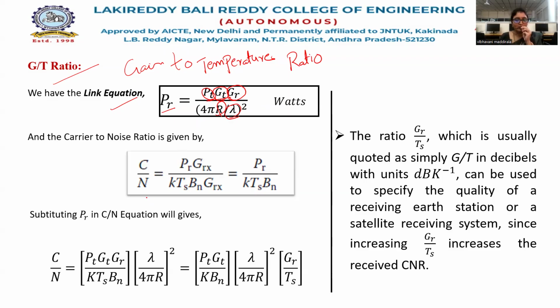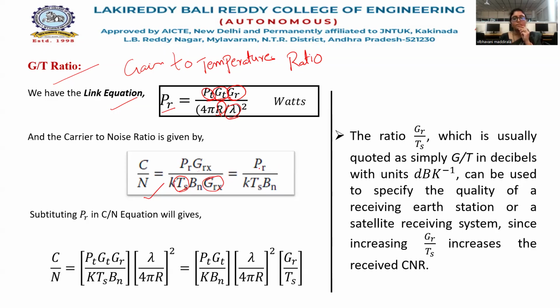And we have another equation, the carrier to noise ratio, C by N is equal to PR GR by K into TS into BN into GR. This is nothing but the carrier power to the noise power. Carrier power is PR, the received power, and GR is the gain of the receiving antenna. K is the Boltzmann constant, TS is the system temperature, which we had already seen, and BN is the noise bandwidth.